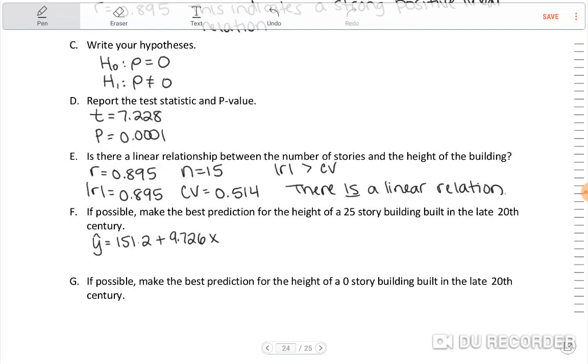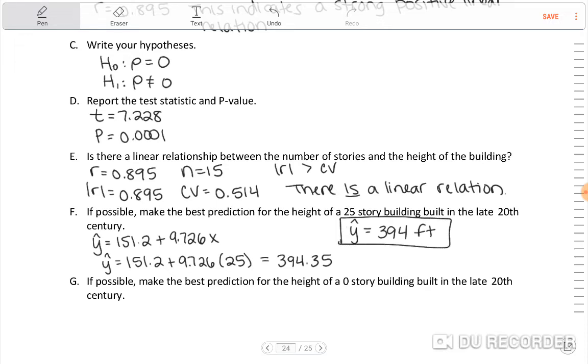And so what we do is plug in the 151.2 plus 9.726 times 25. And we should get 394.35. So in other words, the predicted height would be 394 feet, right? That would be the best prediction that we have here.